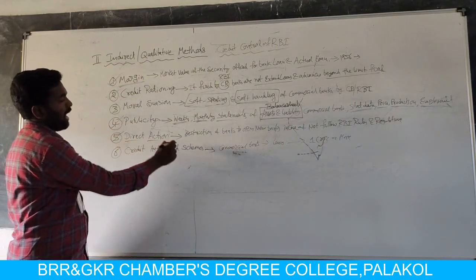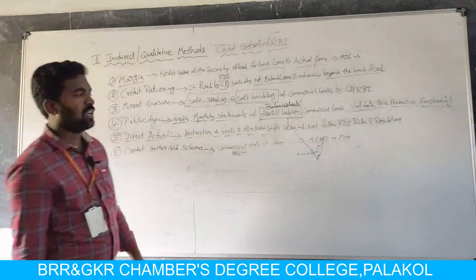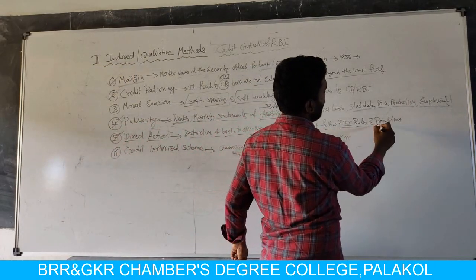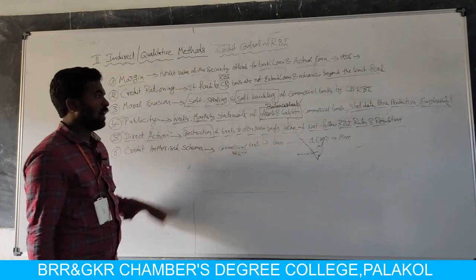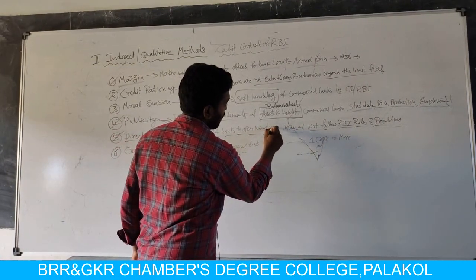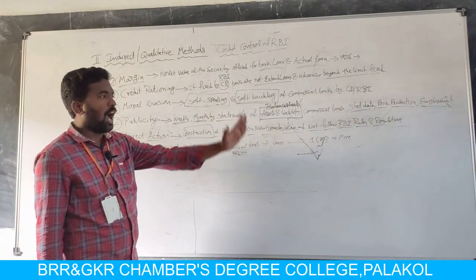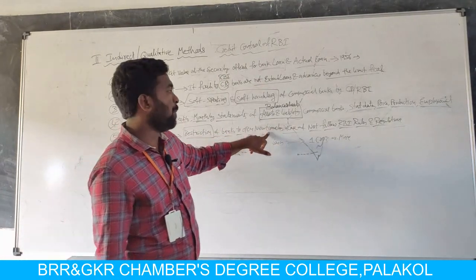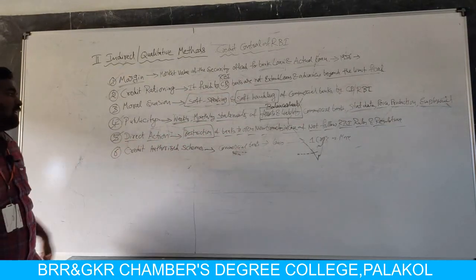And next one, direct action. Direct action is restriction of banks to open new branches in case of not following RBI rules and regulations. Restriction means banks are not allowed to open new branches if they have not followed RBI rules and regulations. If you want to open a new branch, then the bank must compulsorily follow the RBI rules and regulations. Okay, that is direct action.